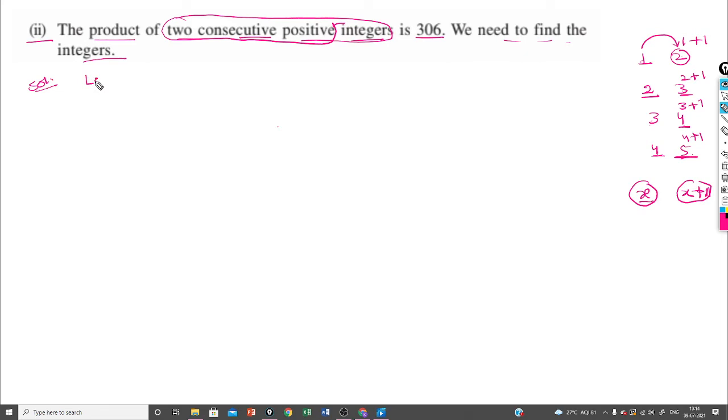Solution: let the two consecutive positive integers be x and x plus 1. We need not find them here, we just have to create the quadratic equation. In the next classes and the next exercises, you will get the idea of solving quadratic equations also.